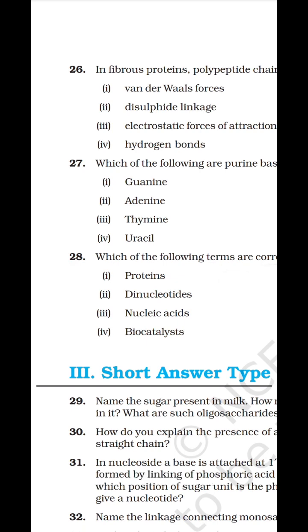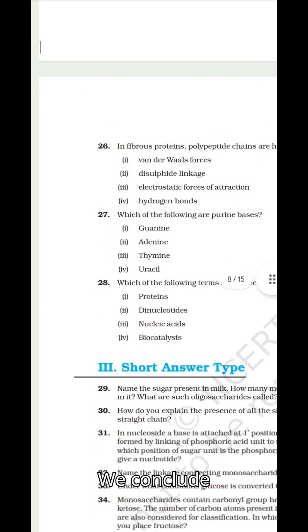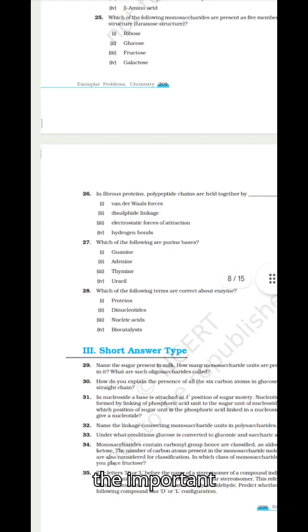So we conclude that nitrogen bases are actually of 5 different types. The first two are adenine and guanine, which are called purines, and the remaining 3 are called pyrimidines. The pyrimidines are thymine, cytosine, and uracil. Thymine and cytosine are present in DNA, but uracil is present in RNA instead of thymine. These are the important questions.